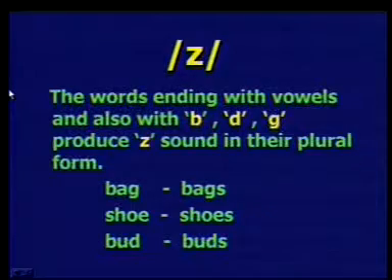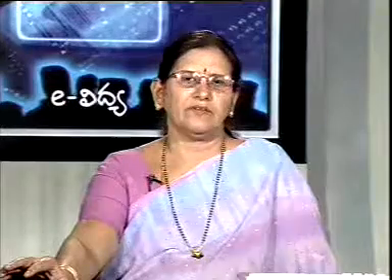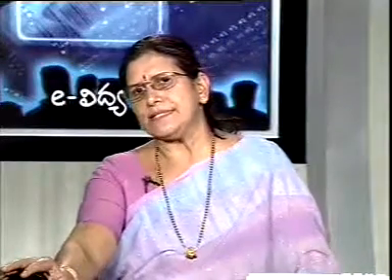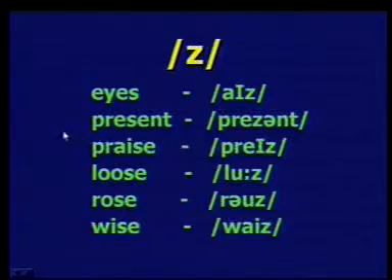The words ending with vowels and also with the letters B, D, G also produce Z sound in their plural form. So look at these words. B-A-G, bags. S is there in the spelling, but we have to say it as bagz. Shoe, shoes. Bud, buds. So please remember, wherever there is a vowel in the ending and also B, G, D, when the words are ending with these sounds, we have to say them as bags, shoes, buds, roses.